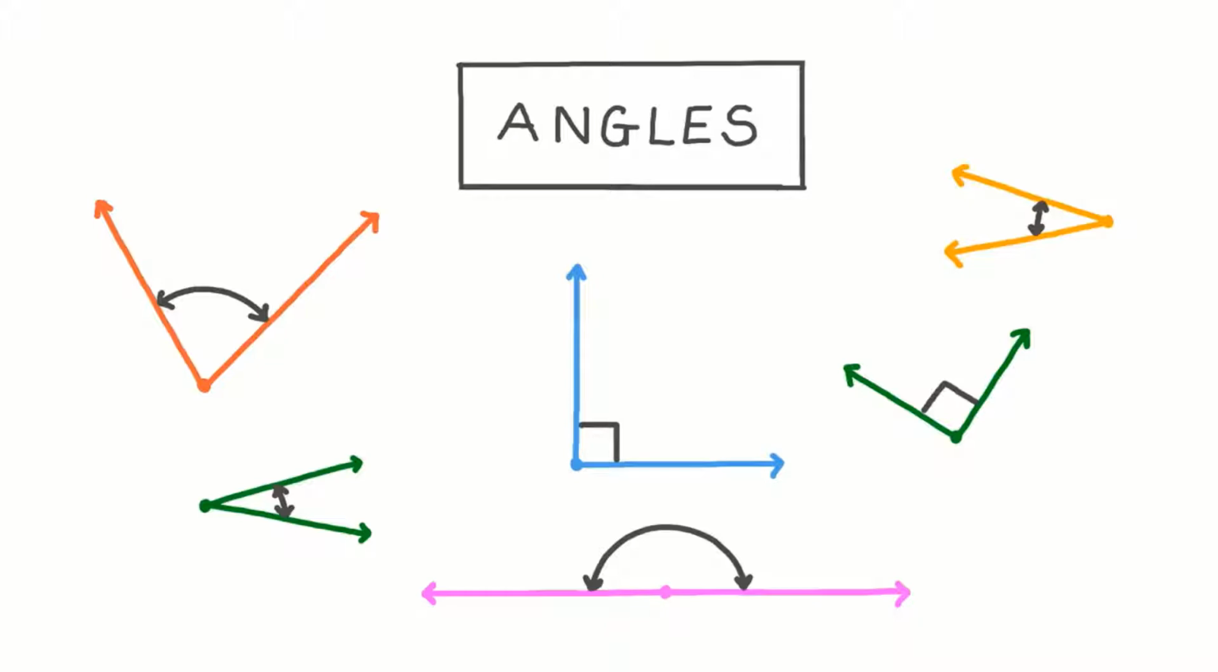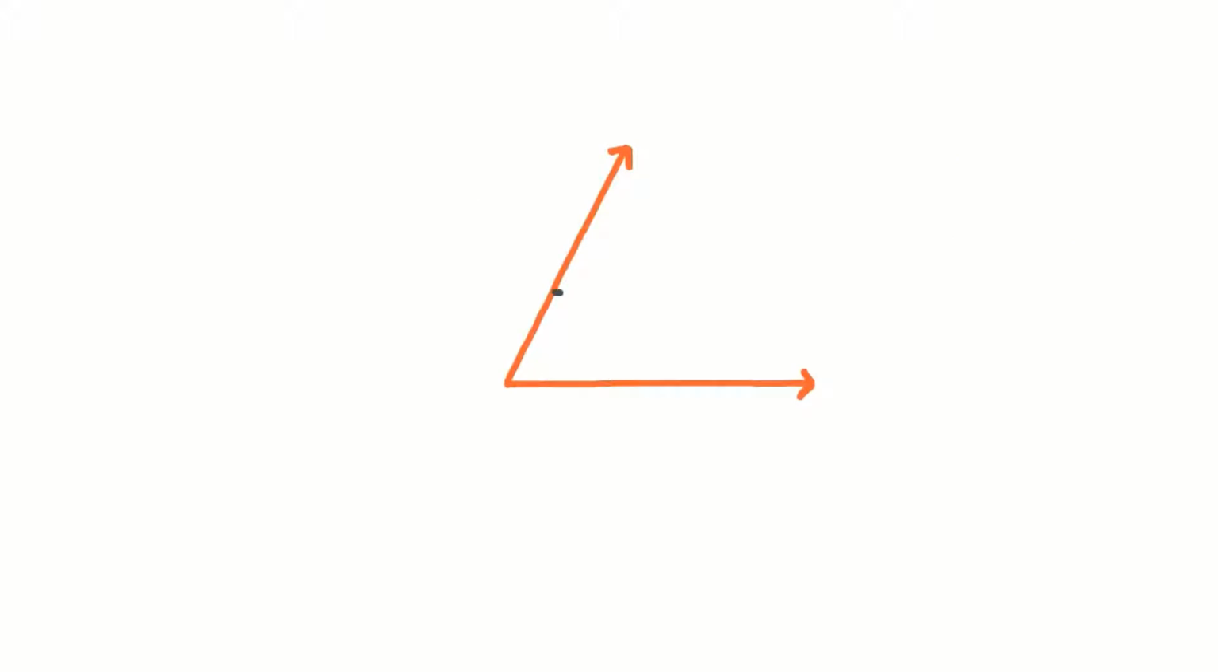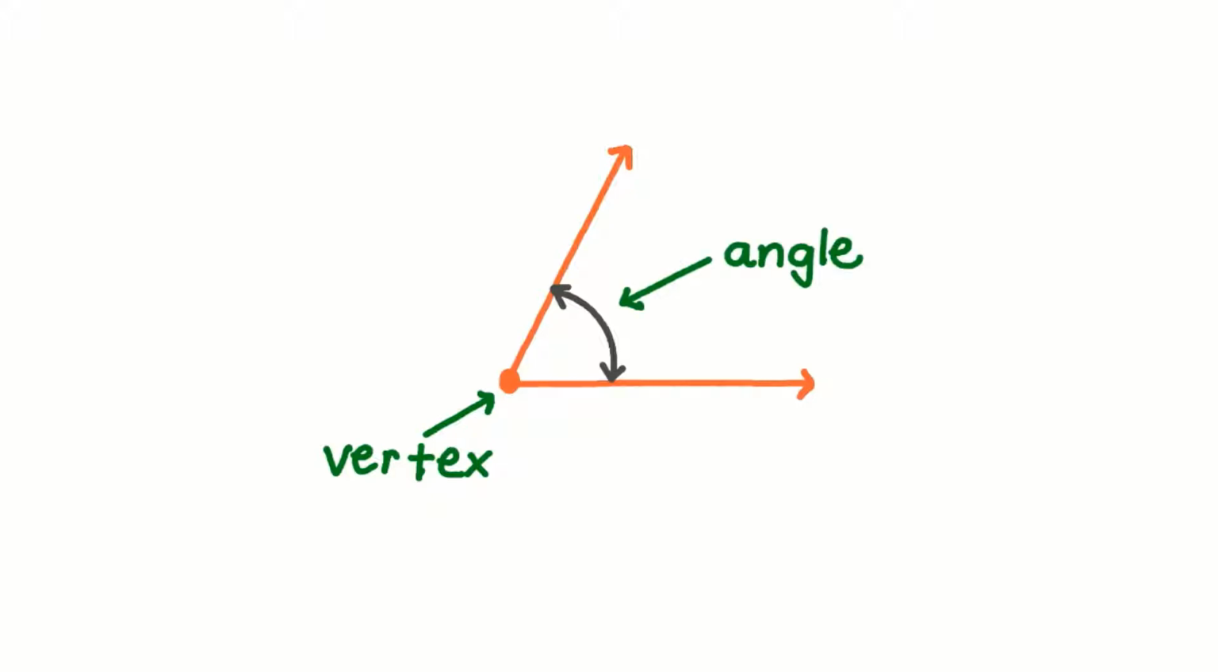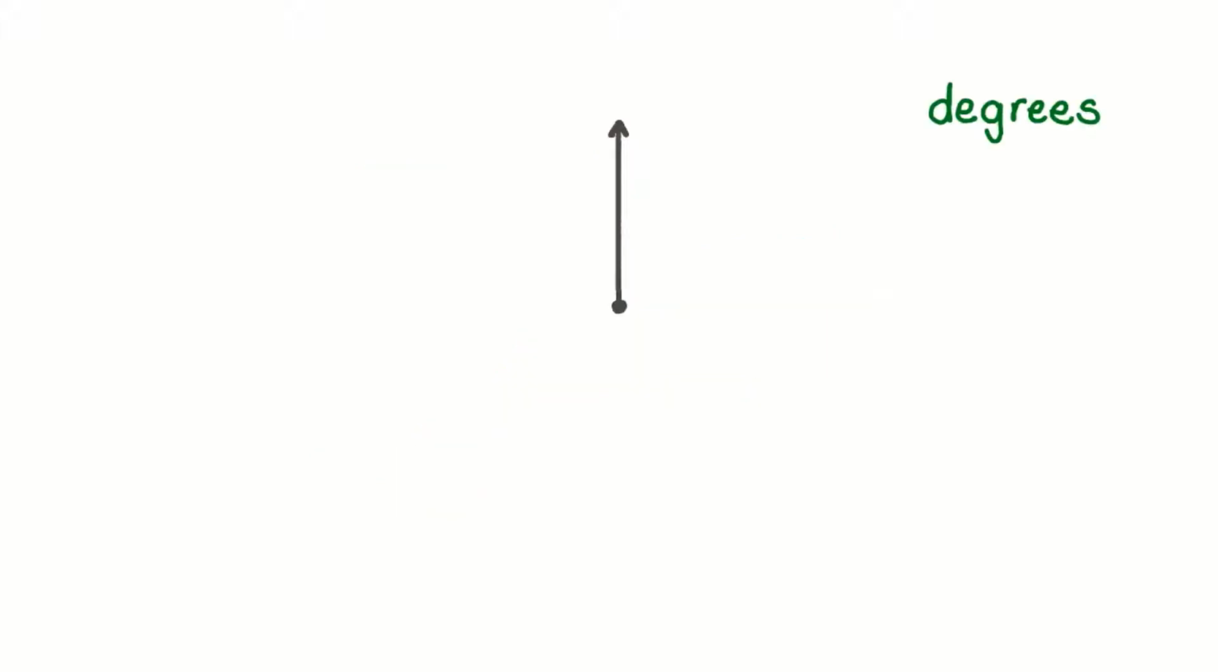Angles. In this video, we're going to learn how to identify and name acute angles, right angles, and obtuse angles. An angle is the amount of turn between two straight lines or rays, which meet at a vertex or point. We call the sides of an angle the arms. We measure angles in degrees, and this is the symbol we use to write degrees.